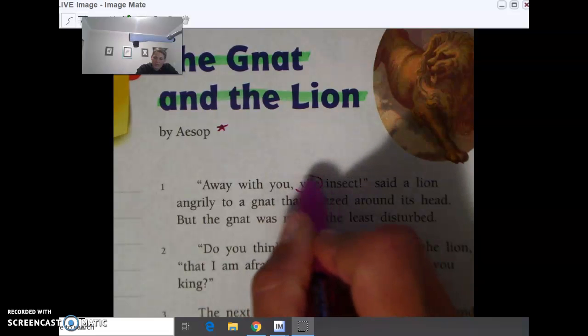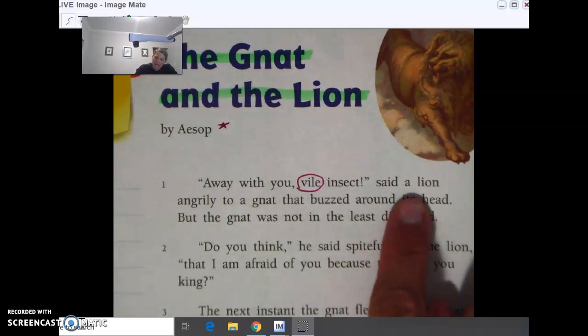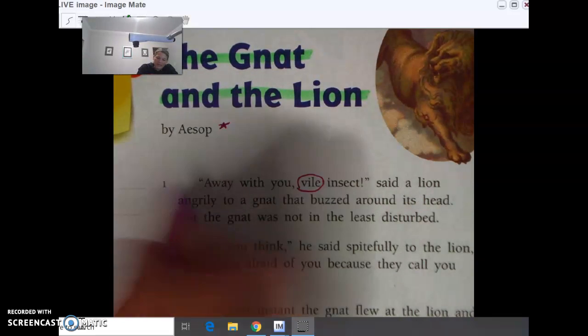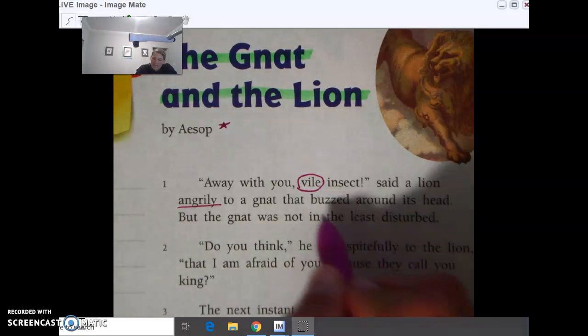Away with you, vile insect, said a lion angrily to a gnat that buzzed around his head.